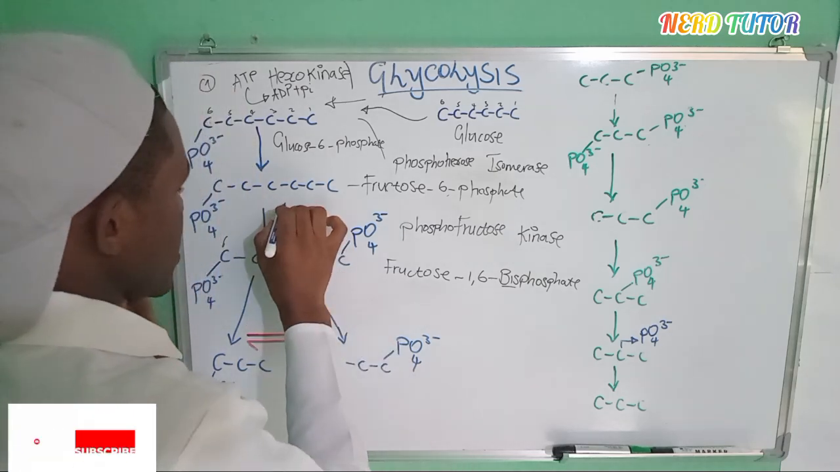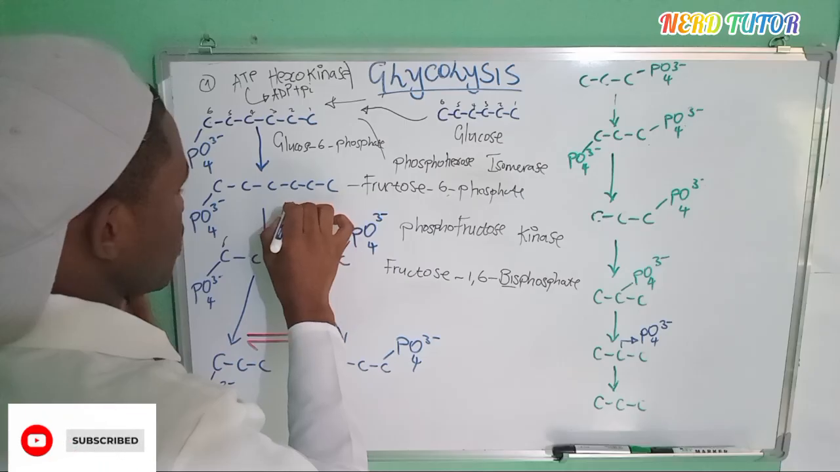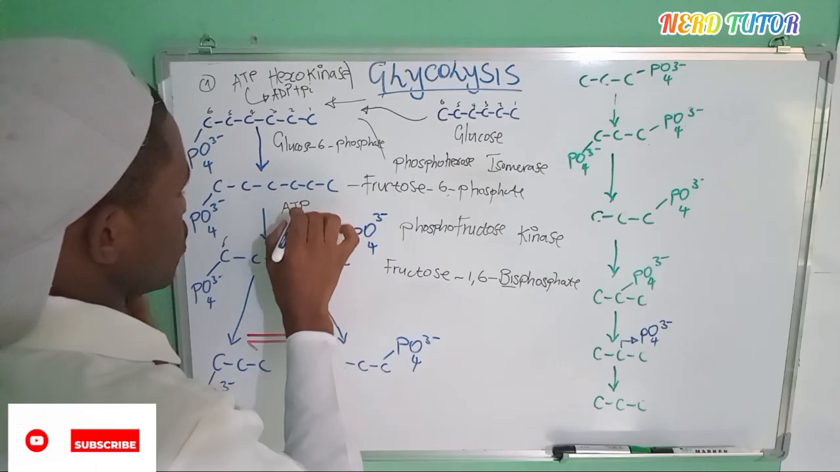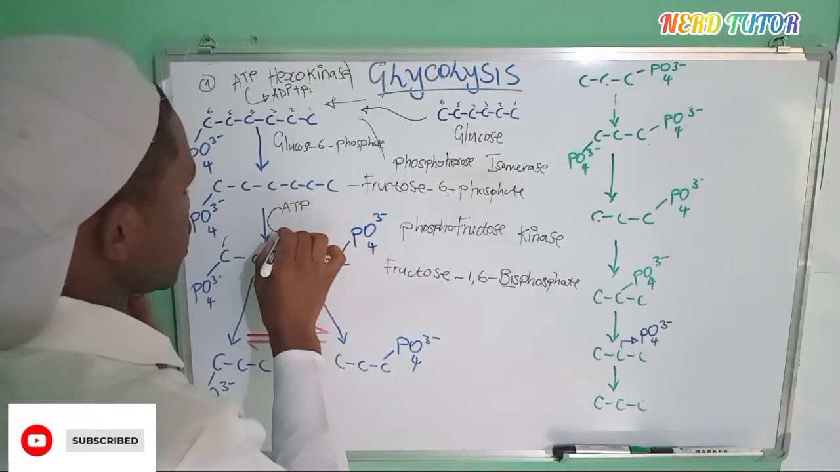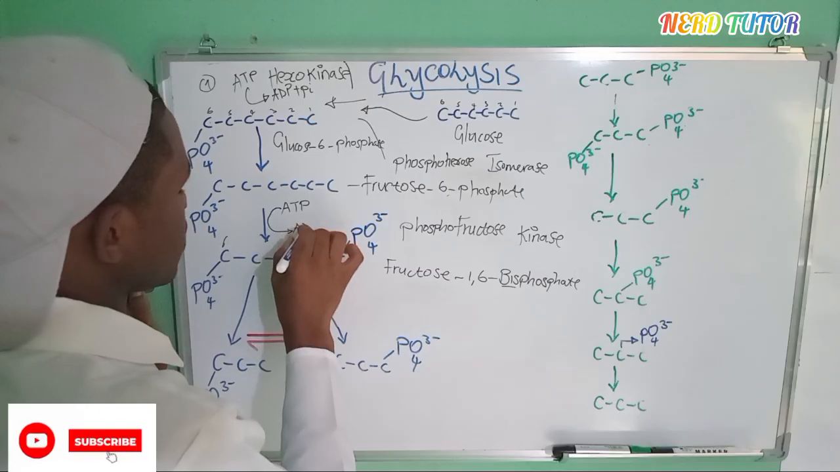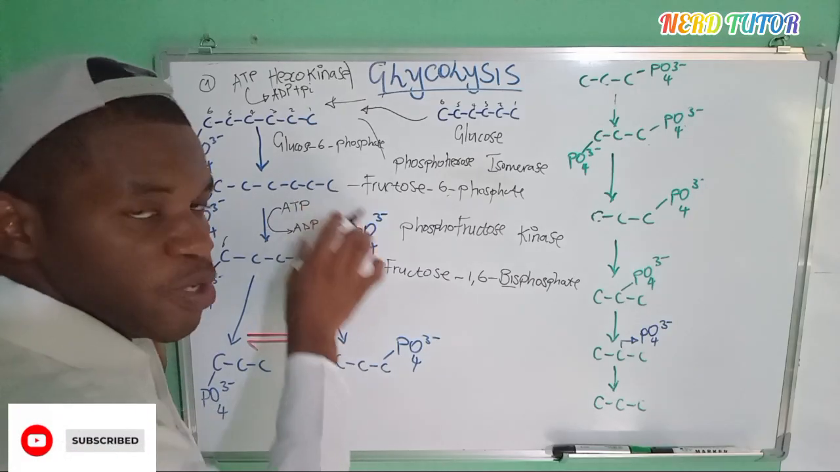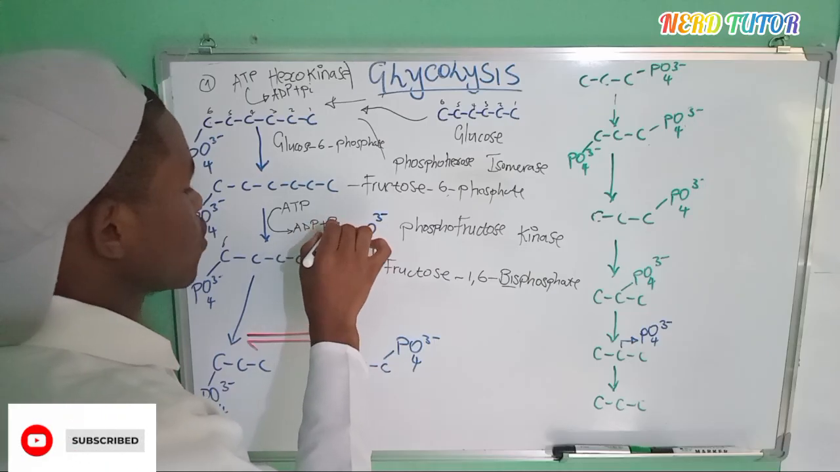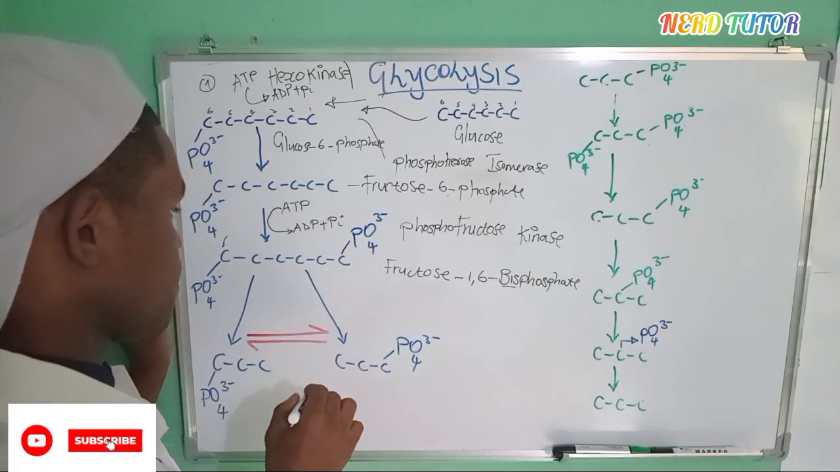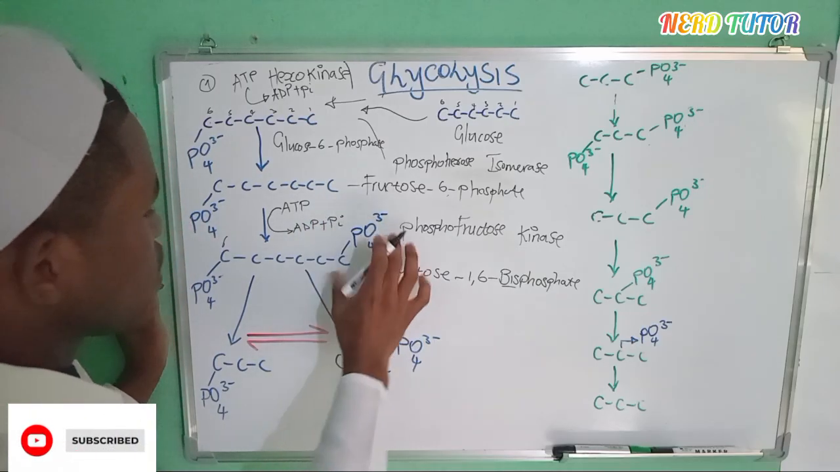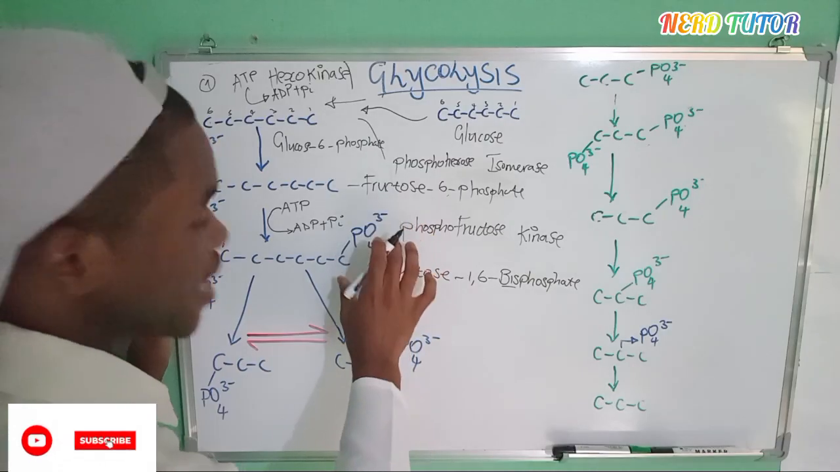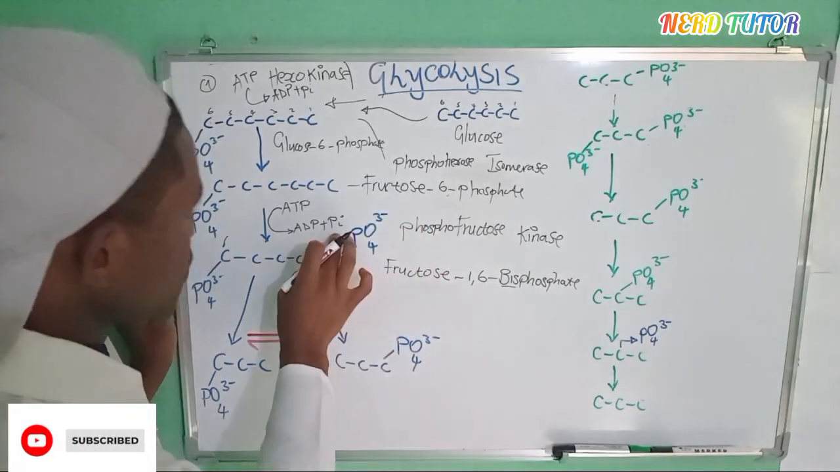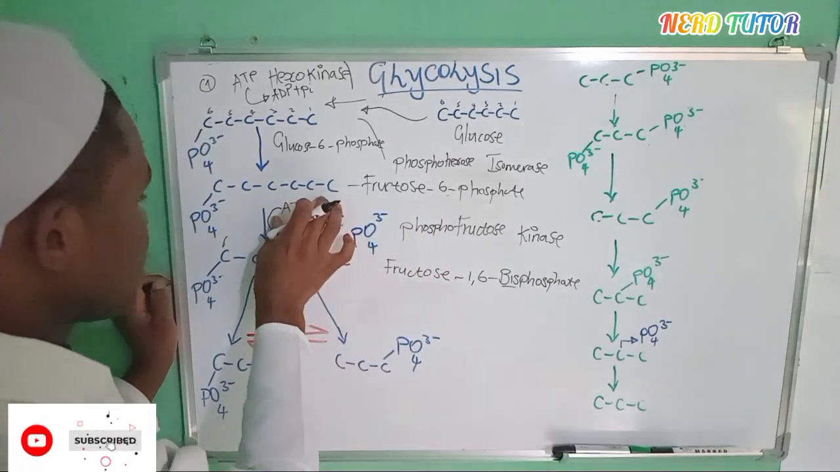So if we say ATP was introduced, and then to yield ADP. So the ATP was broken down to ADP plus the inorganic phosphate. This free phosphate is the one which has been attached to this one. So this is a free phosphate which is here. So the ATP here was used.